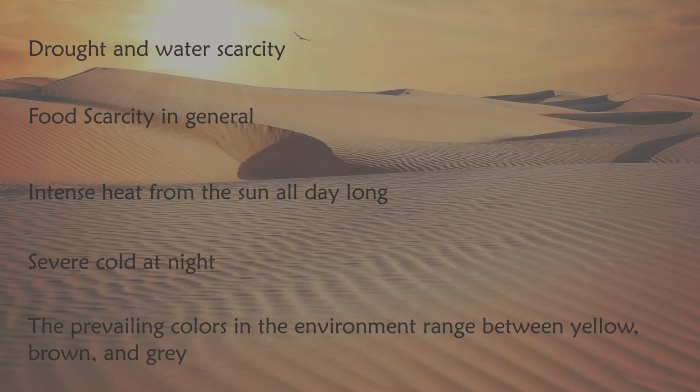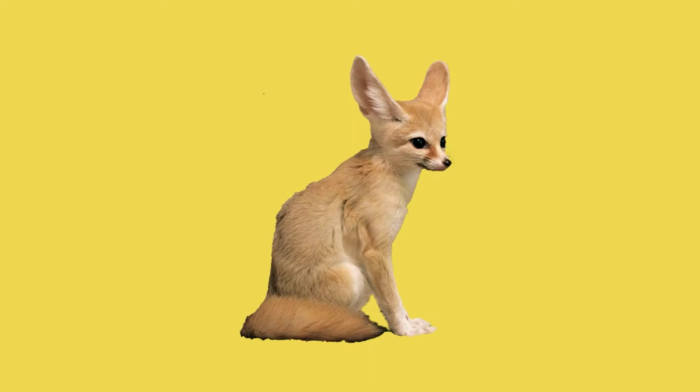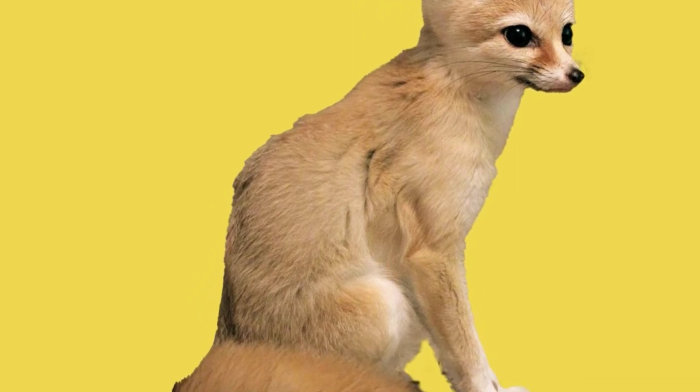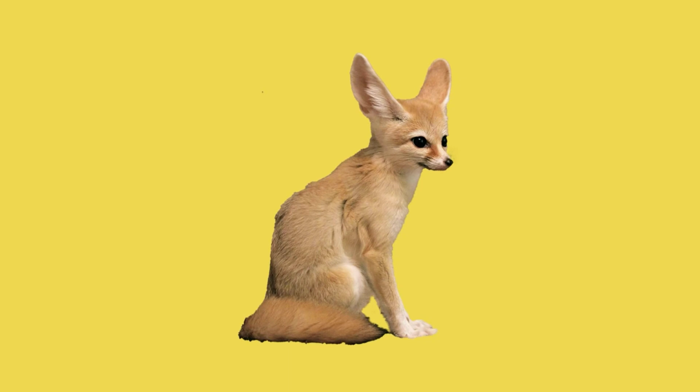How have different organisms adapted to these conditions? Fennec fox. If you look at the fennec fox, you will observe its thick fur that protects it from the cold at night. The color of this fur is also characterized by the color of sand, which helps it camouflage and hide from its enemies. The fennec fox has large ears in relation to its body. These two ears help it regulate its body temperature and shed excess heat on very hot days.